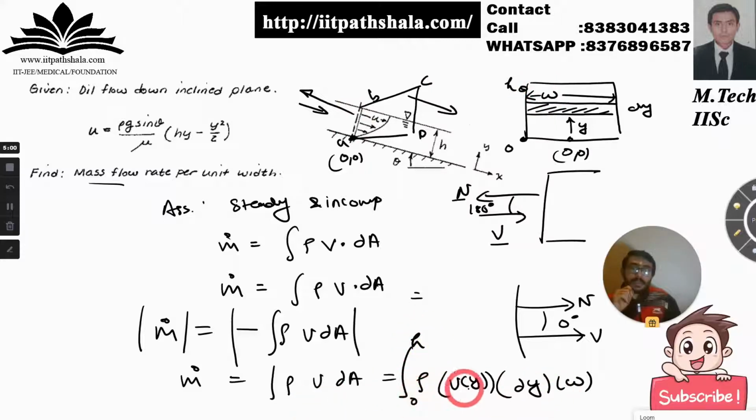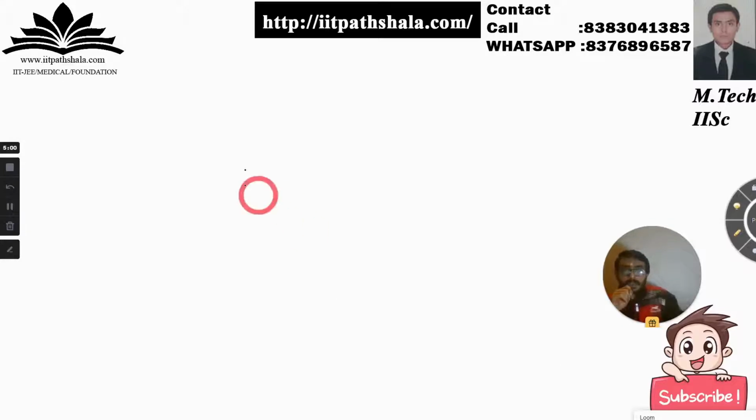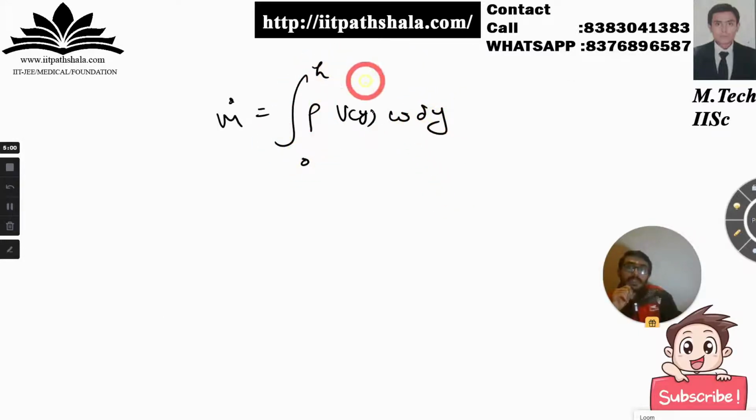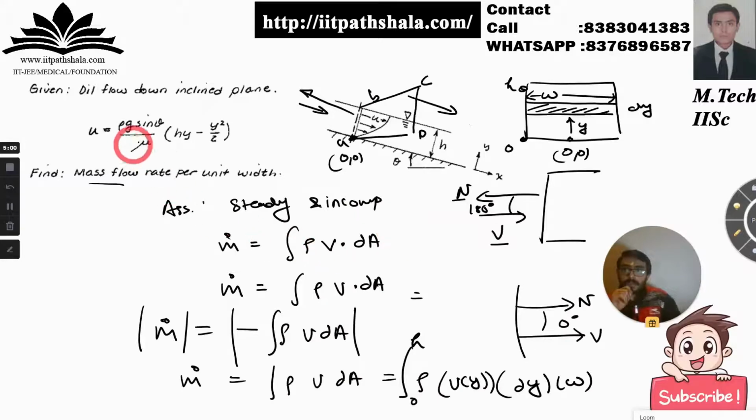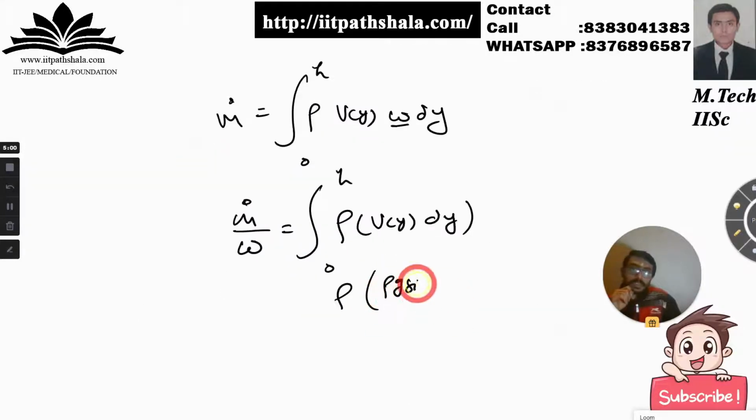Okay, so we are getting rho v(y) dy w. So my mass flow rate is coming out to be rho v, which is a function of y, and then w dy, integrating for the whole length 0 to h. Now I can take w as a denominator over here. So rho v(y) dy from 0 to h, you can just put your v(y) over here, which is rho g sin theta upon mu, times (hy minus y square by 2).